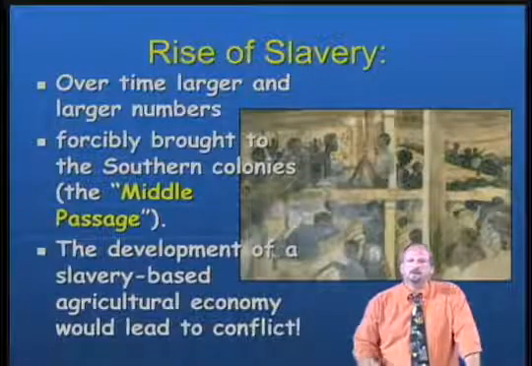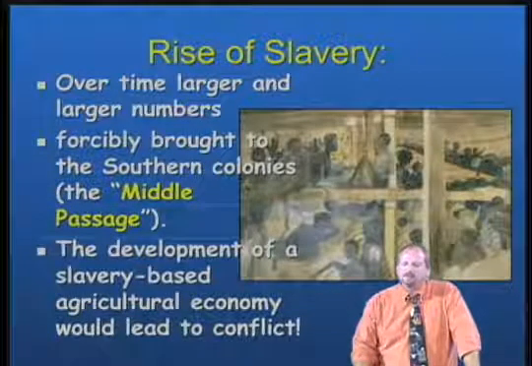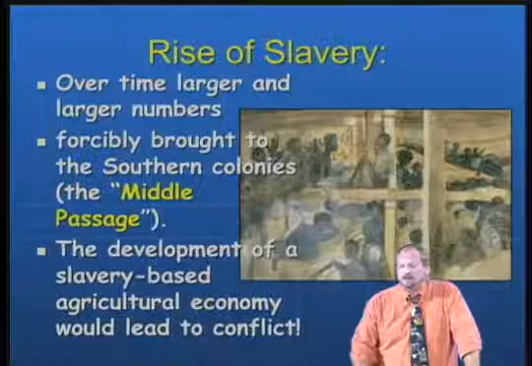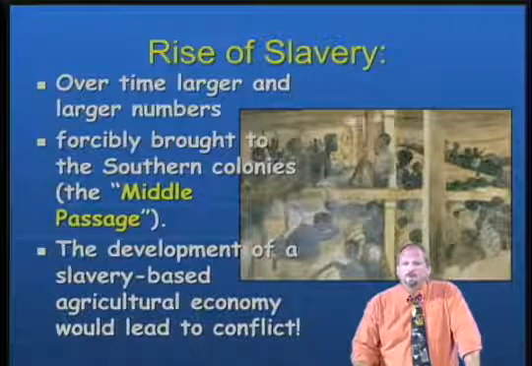They developed the slave-based agricultural economy, and that would ultimately lead to conflict, which I know we've already learned a little bit about in your past years in school, the Civil War.